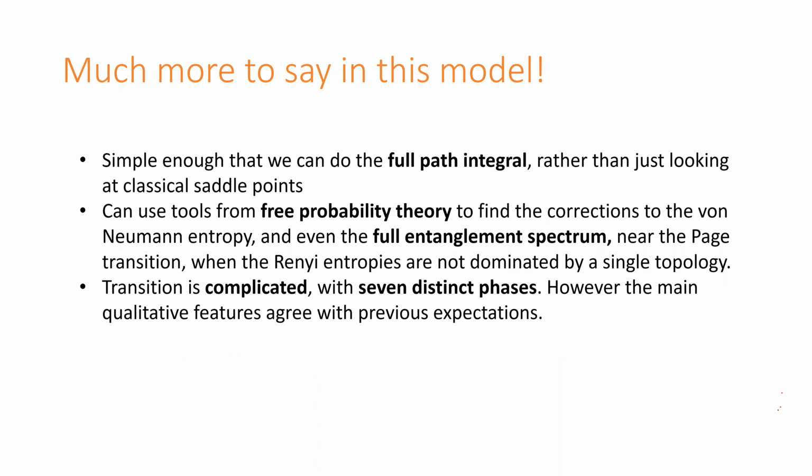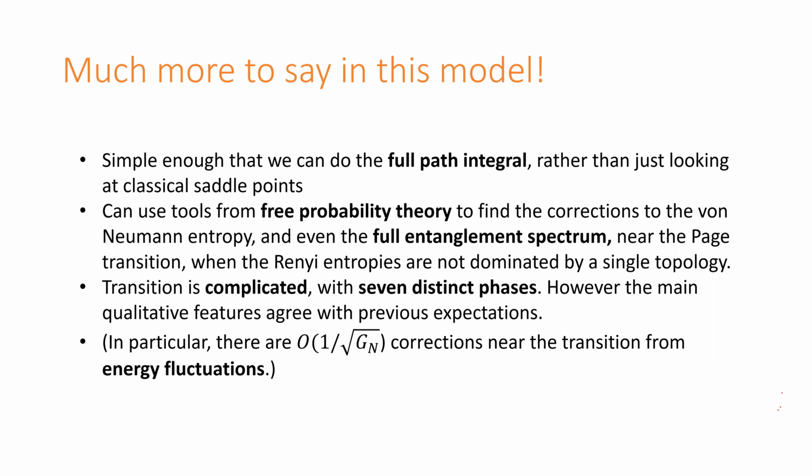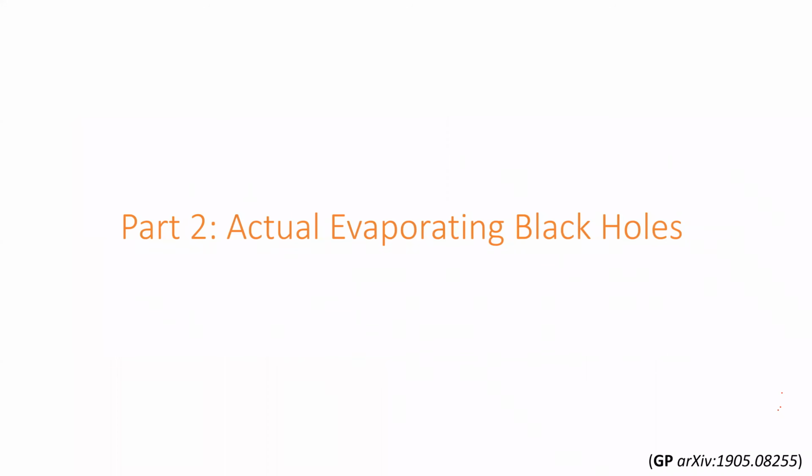The answer ends up being complicated. There's sort of 7 distinct subphases as you go through this Page transition. But the overall answers you get are what basically people expected already. In particular, you end up with an enhancement to the corrections near the Page time that basically comes from energy fluctuation. But I don't want to get too much into that because I want to talk, for as long as I have, a bit short on time, about how this relates to actual evaporating black holes. So this is mostly going to be getting back to my paper in May.